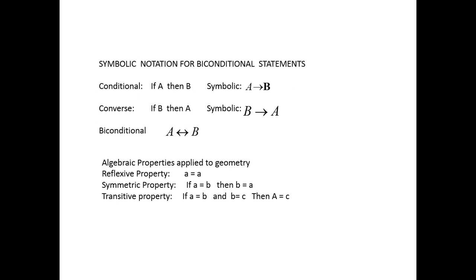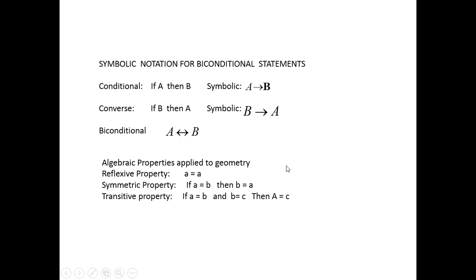We have some symbols that we use. Symbolic notation for biconditional statements: a conditional says if A, then B, so the symbolic notation is A to B, with the arrow pointing towards B. The converse says we go from B to A. The first is saying we go from A to B, this one is saying we go from B to A. The biconditional says that we can go back and forth, which is, again, both conditional and converse are true.